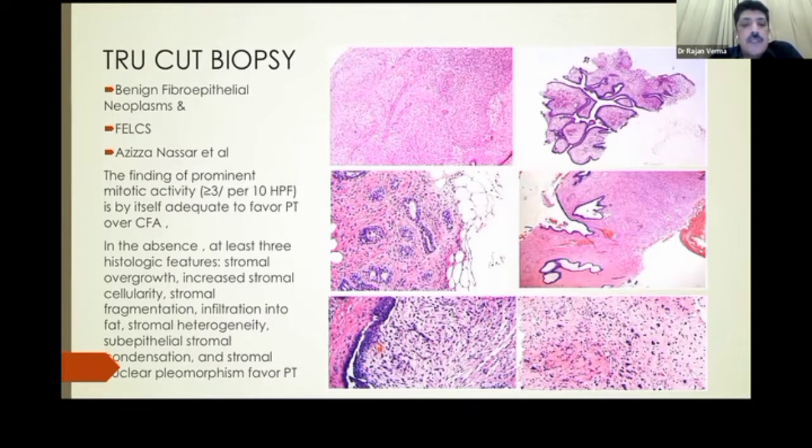Subepithelial condensation of these spindle cells is a very important point, and stromal nuclear pleomorphism. So if you see all these points, you have at least 3 of them. If you can't find enough mitotic activity to classify, you can relatively predict that it will favor a phylloid tumor by at least 3 of them being there.